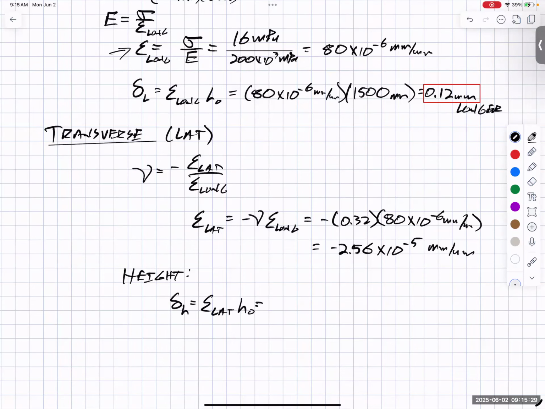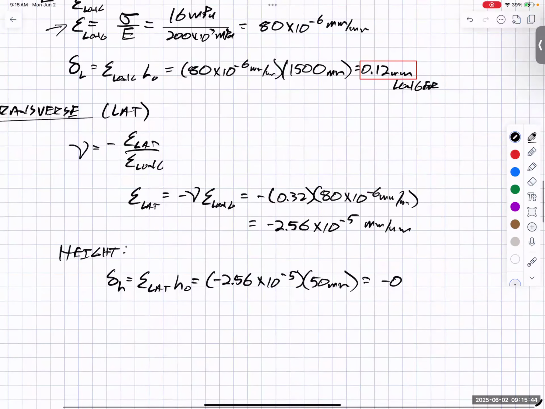times my initial height. So we have that minus 2.56 times 10 to the minus 5. I'm going to leave out the millimeters per millimeter because we know what we're doing now, right? We're pretty solid. And then I started off with an initial height of 50 millimeters, and I ended up with a negative 0.00128. Like I said, these are little bitty numbers. They even get smaller when you go in that latitudinal direction.